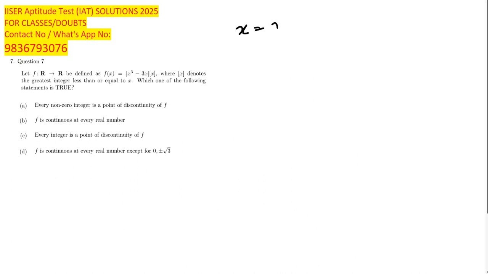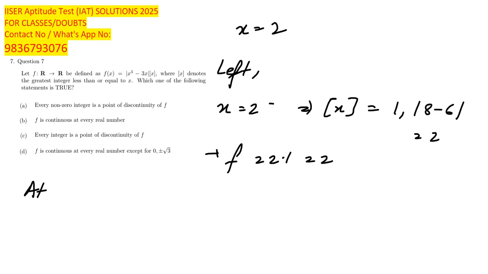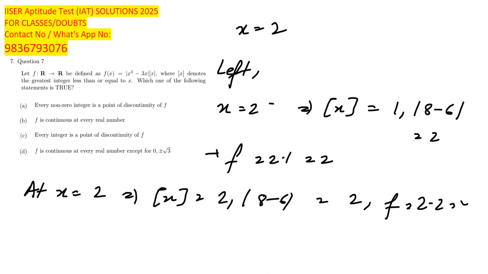Now let's try another value, x = 2. On the left side, [x] is 1 and 8 − 6 is 2, so f is 2 multiplied by 1, which is 2. At x = 2, 8 − 6 modulus is 2, and f is 2 multiplied by 2, which is 4. So discontinuity again. Now we have to check the other options also.